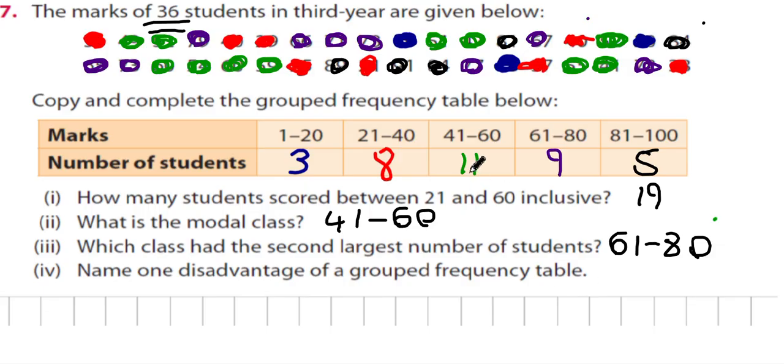What if I told you 11 people got between 41 and 60? You lose the individual scores. For all I know, all 11 people might have actually scored 60, or all 11 people might have actually scored 41. So you lose a bit of the average there, don't you?